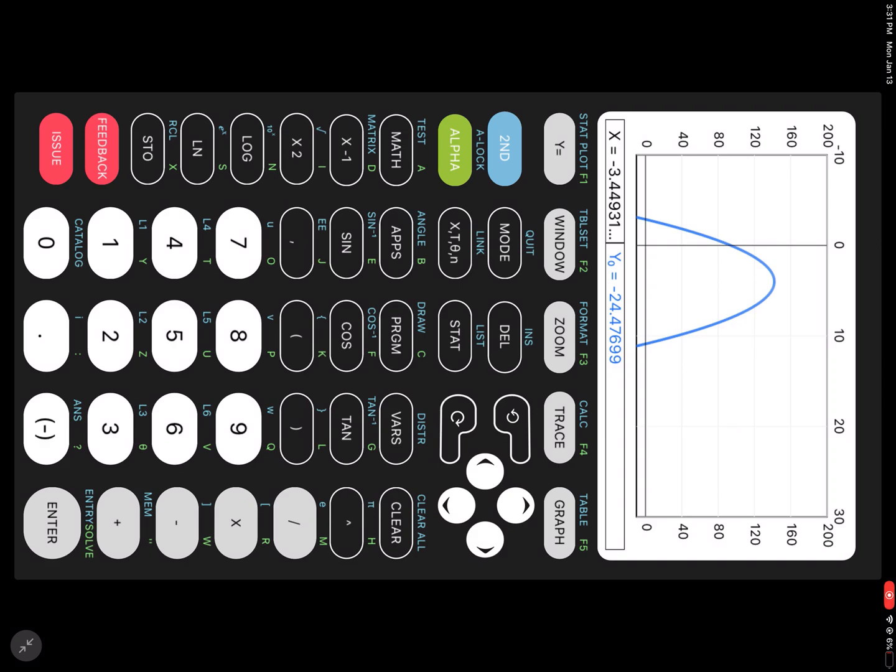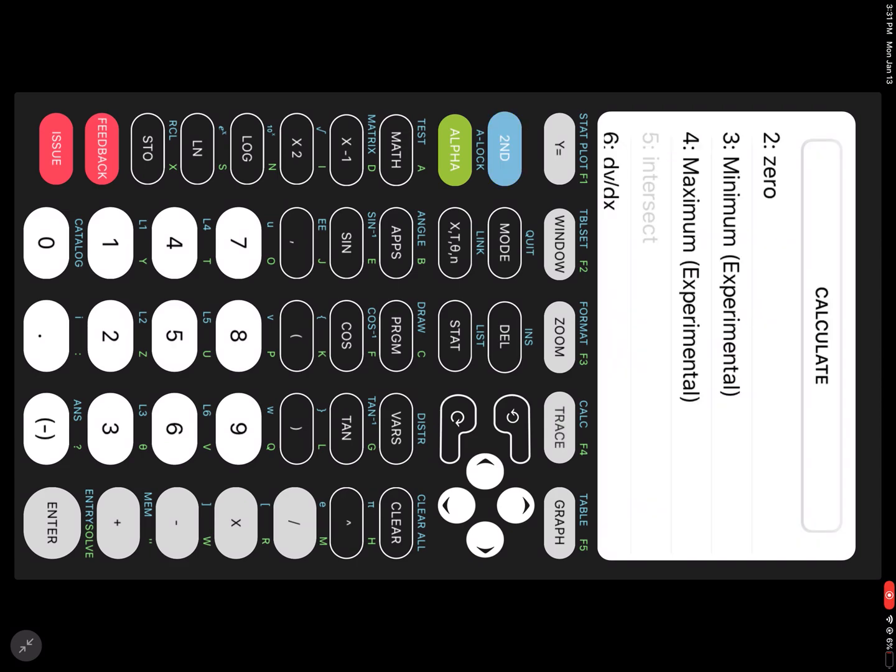All right, and let's answer these questions. Hopefully you're looking at it, I'll read it to you, it'll be good. Okay, so the first one says, what is the maximum height the arrow reaches? Okay, so you should be thinking about the vertex, and not solely the vertex, but the y value of the vertex, because that's the maximum height. So we want to do second trace, and we want to find maximum.